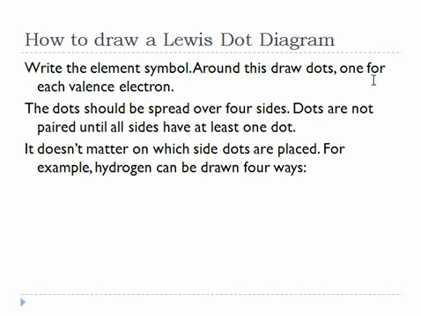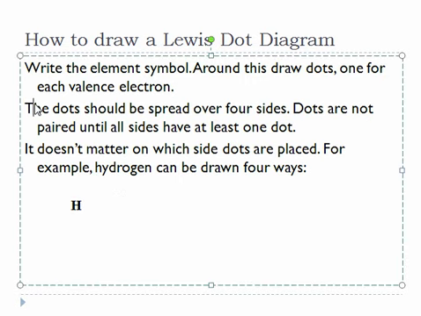Write the element symbol, and around it draw dots, one for each valence electron. The dots should be spread over all four sides. Dots are not paired until all sides have at least one dot. So it doesn't matter on which side the dots are placed. For example, hydrogen can be drawn four ways.